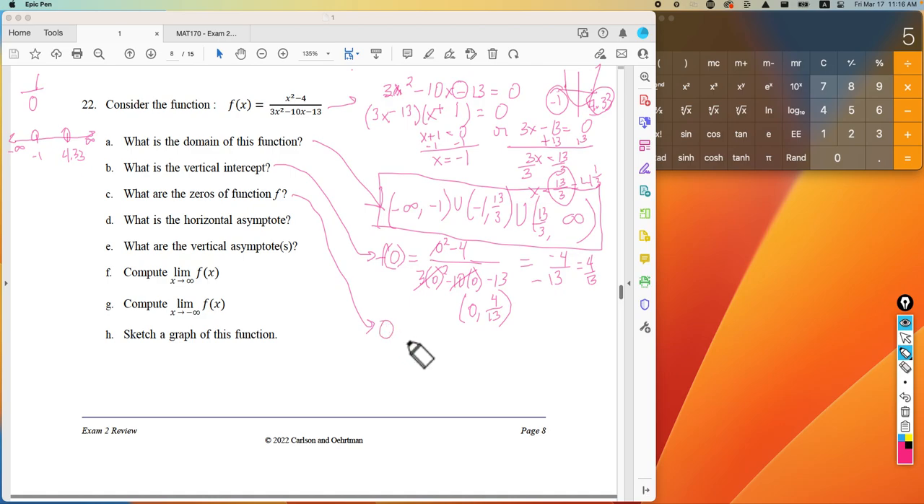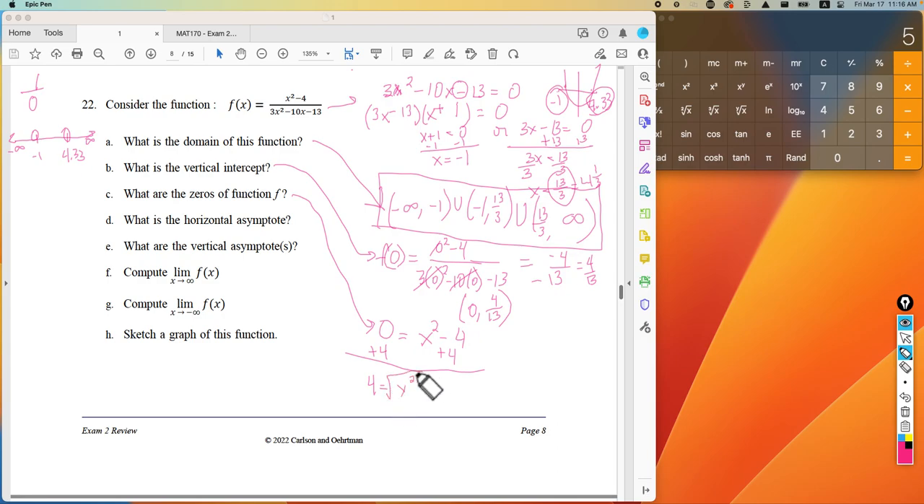Right? So zeros of the functions: when does the numerator become 0? A couple ways. You could add 4 to both sides and then take the square root. So if you add 4, you get 4 equals x squared.